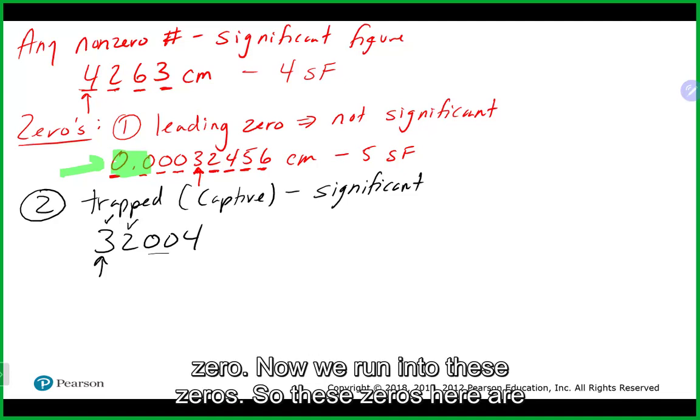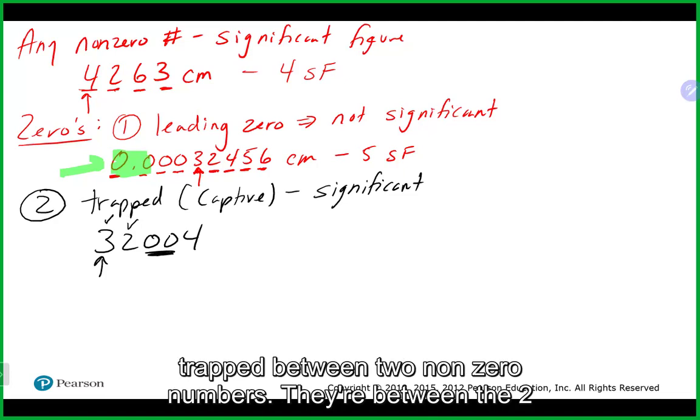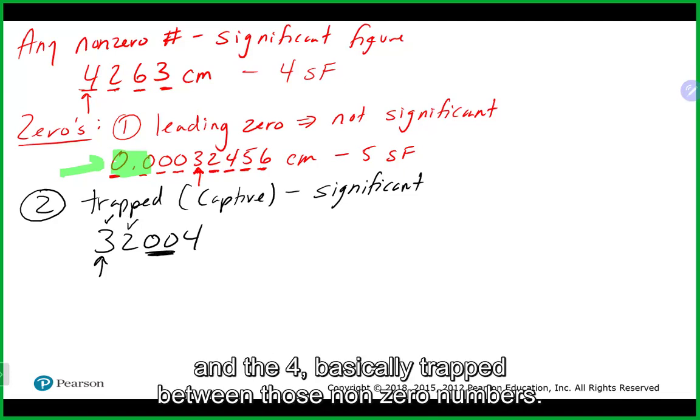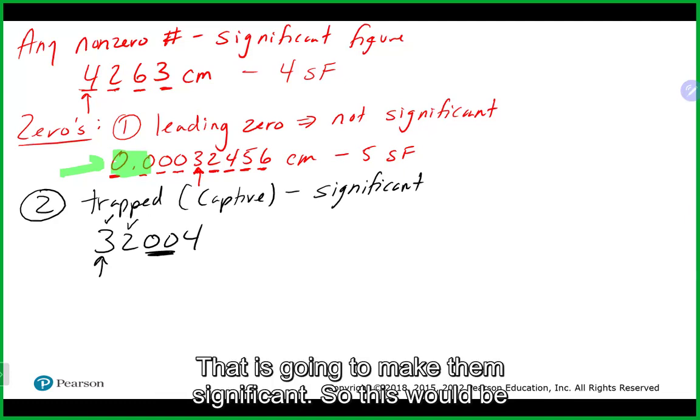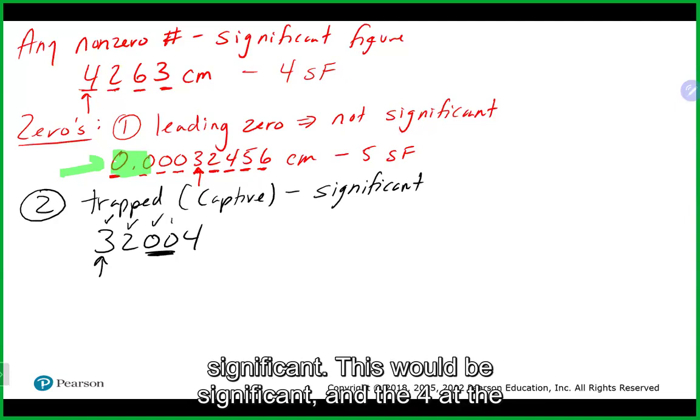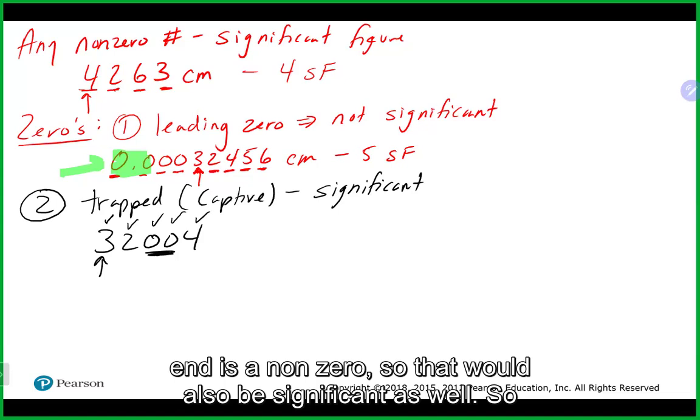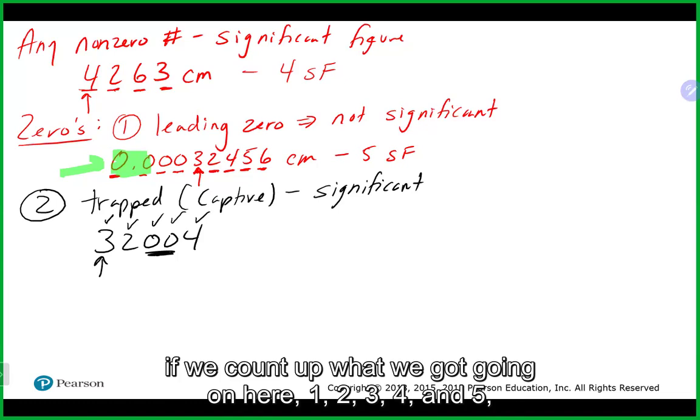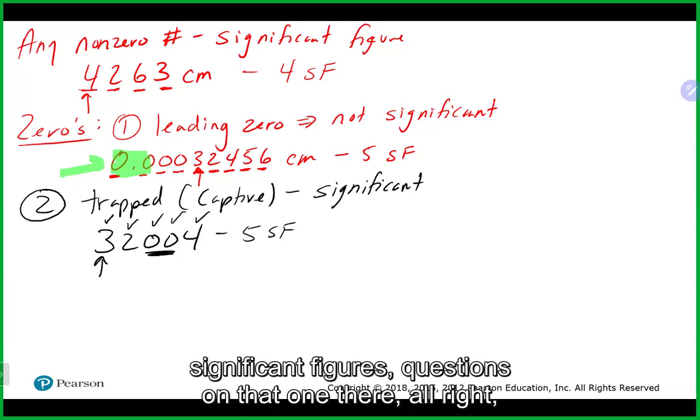Now we run into these zeros. So these zeros here are trapped between two non-zero numbers. They're between the 3 and the 2, basically trapped between those non-zero numbers. That is going to make them significant. So this would be significant, this would be significant, and the 4 at the end is a non-zero, so that would also be significant as well. So if we count up what we got going on here, 1, 2, 3, 4, and 5 significant figures. Questions on that one there?